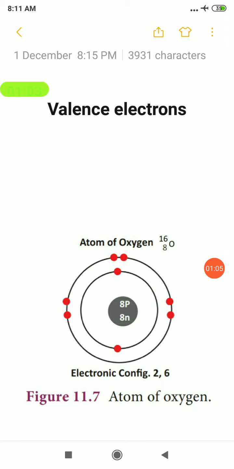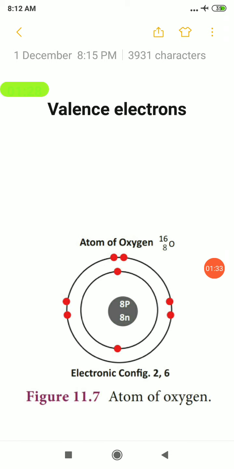In the first orbit, maximum 2 electrons can be present, whereas in the second orbit 8 electrons can be present, in the third orbit 18 electrons, whereas in the fourth orbit 32 electrons can be present. So that we have seen in the last video. So based on the electronic configuration, now we are going to see the term valence electrons. What are called valence electrons and what is called valency, that we will discuss now.